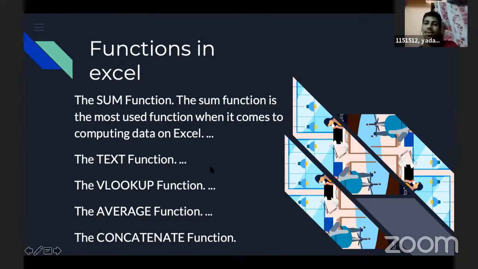So what are the fundamentals and functions of Excel? You can get that from my side, and sir is with us, and from these sessions. You will learn the SUM function, the text function, VLOOKUP, and the average function in the upcoming sessions, and it will be explained further to you.